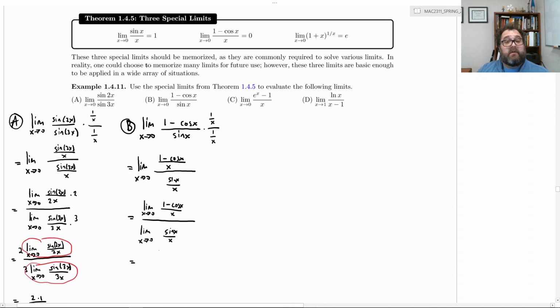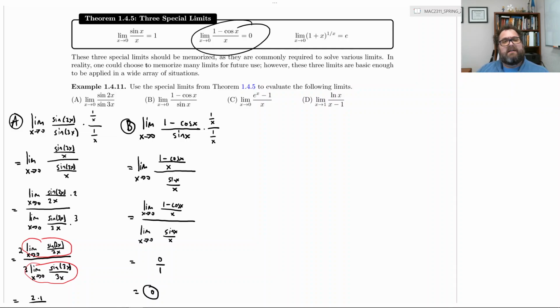And now I do know what each of those limits equal. The top limit equals, well, 0, because we've memorized it, or almost memorized it. We'll soon memorize it. And the denominator, well, the limit as x approaches 0 of sine x over x is 1, which of course reduces to 0. So that one required both of our special trig limits.